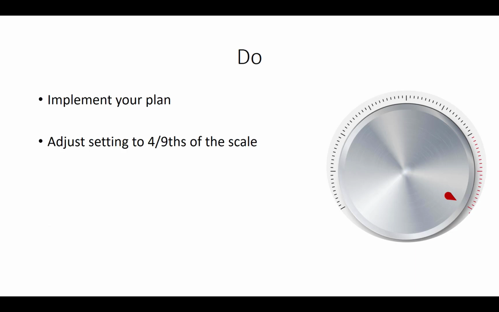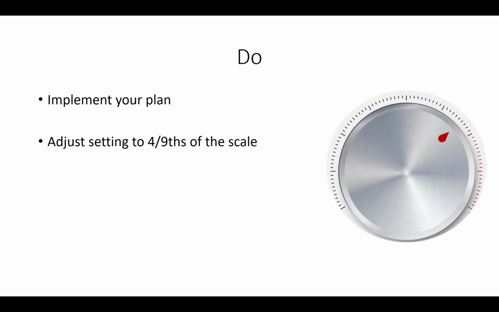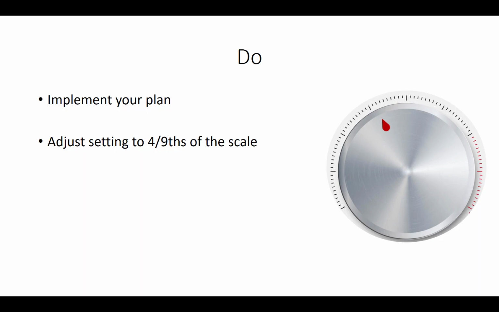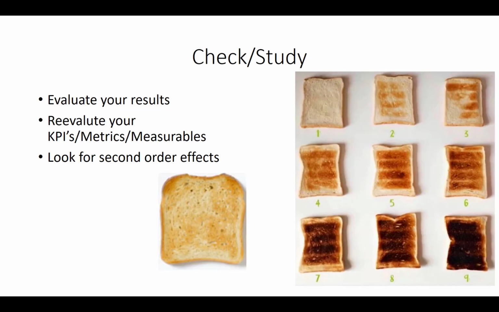So then we get to the do step. We're going to implement our plan of adjusting to 4/9 of the scale. There we go. We turn it down to 4/9 and we're going to evaluate our results. So again, we're going to look for those KPIs, key performance indicators or key performance indices, metrics, measurables, whatever your term is for them. We're going to look for our second order effects, okay? So first, let's talk about evaluating our results.